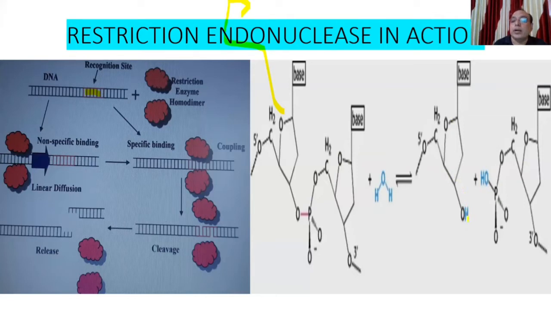So sugar phosphate, here the sugar phosphate bond, the diester bond, the phosphodiester bond. So here is one ester bond. It is being attacked, and the water is hydrolyzed. Hydrogen attaches to this point, and hydroxyl group attaches to this point.